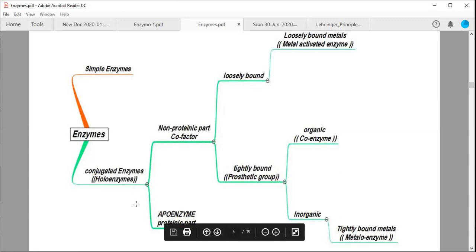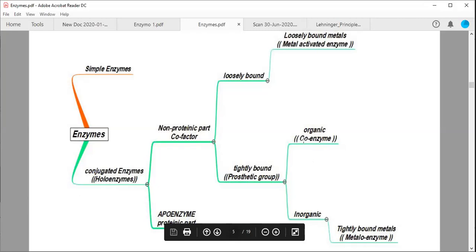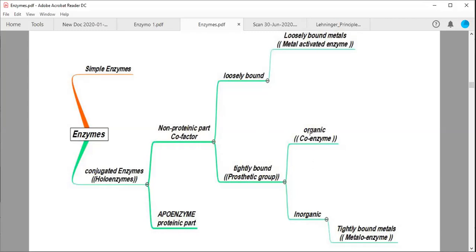So cofactor, now we are coming to cofactors. These cofactors can be divided into two major types. Okay, so these cofactors are either loosely bound or they are tightly bound. If they are tightly bound, then they are called prosthetic groups. The prosthetic groups can be of two types, either organic or inorganic. If they are organic, then they are called coenzymes. Now you are able to differentiate the cofactor from the coenzyme.